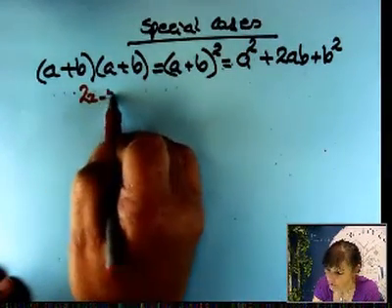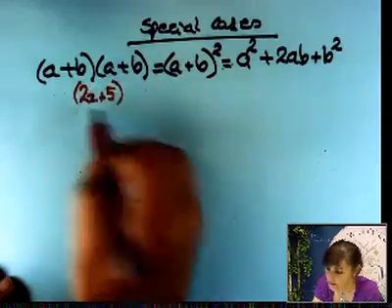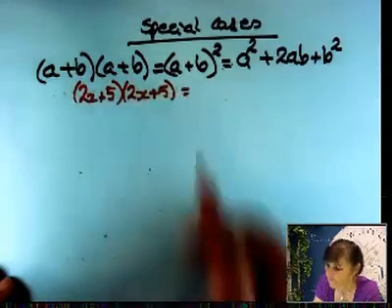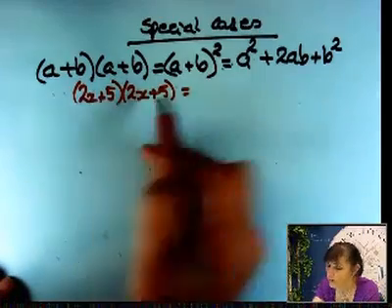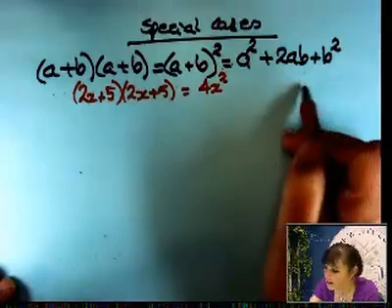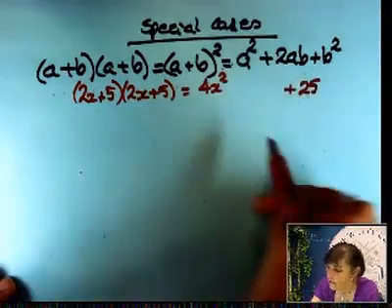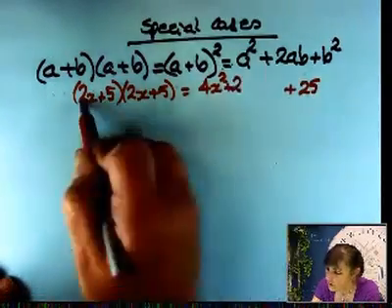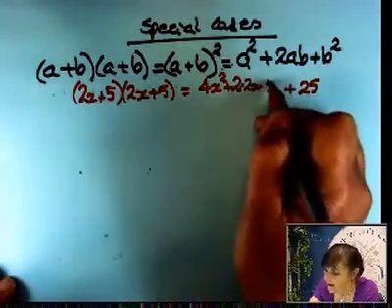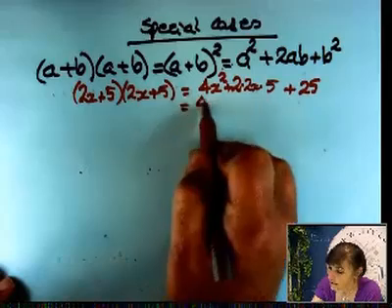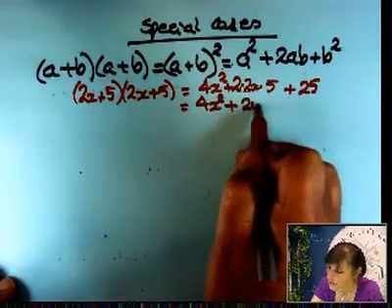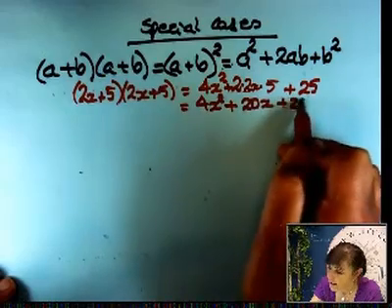2x minus 5. Let's do plus. 2x plus 5. First one squared is 4x squared. Last one squared is 25. Middle term is twice first, which is 2x, times last, which is 5. Make it pretty. 4x squared plus 4 times 5, that's 20, plus 25.